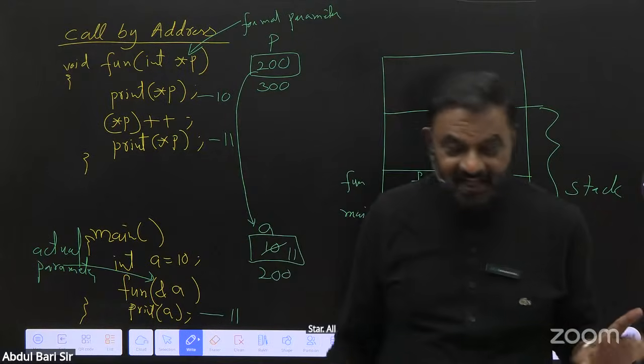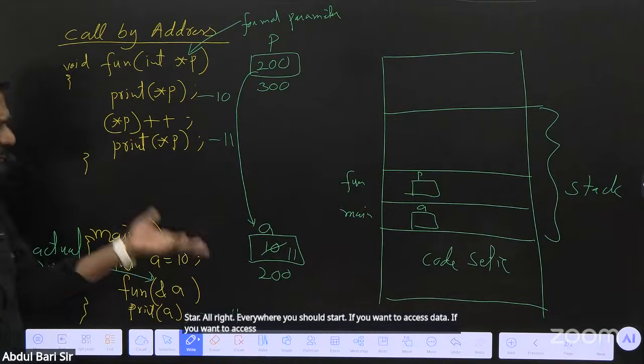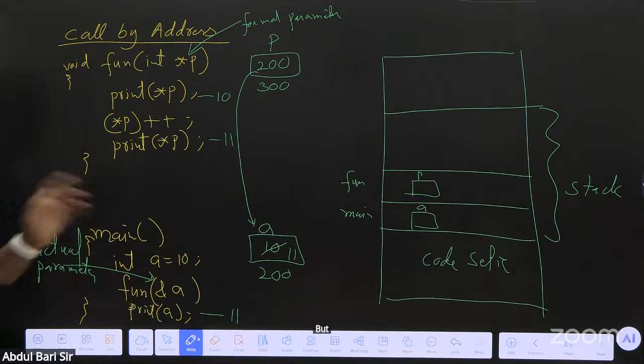Everywhere you should use star if you want to access data. If you want to access the address, just say p. But if you want to access data, star is there. Just on this point, two or three GATE questions are there.